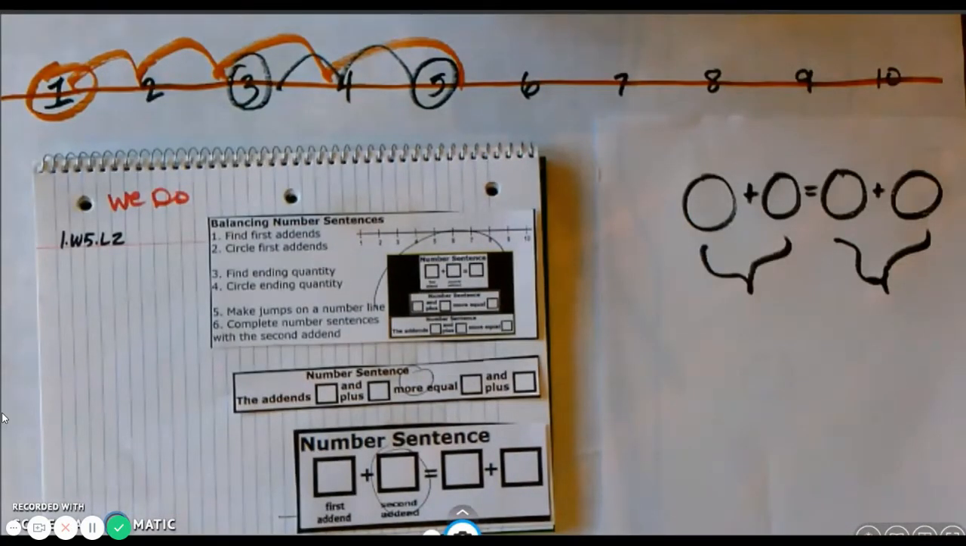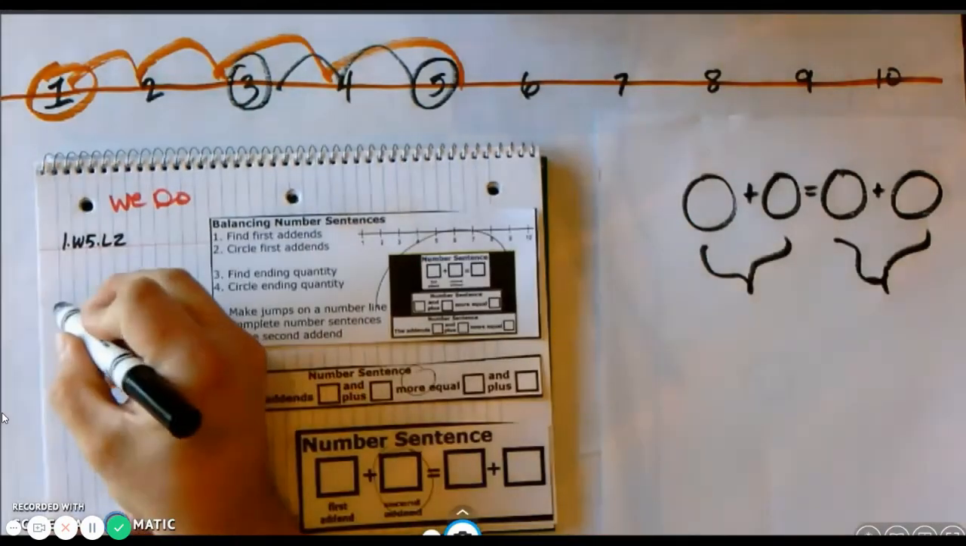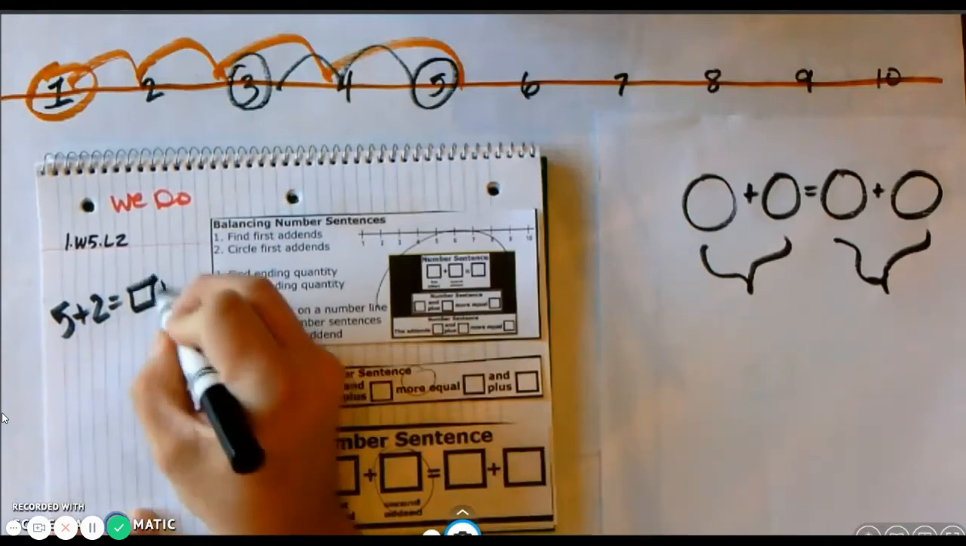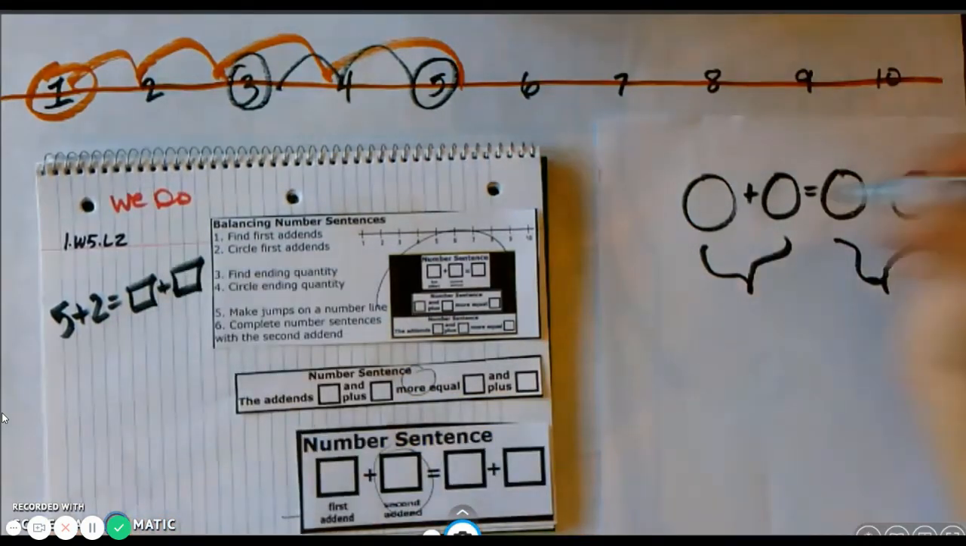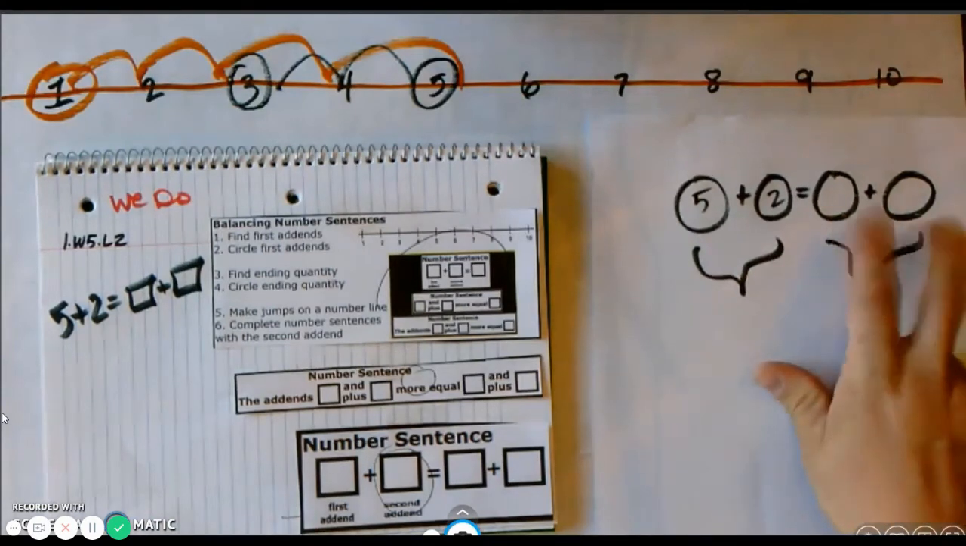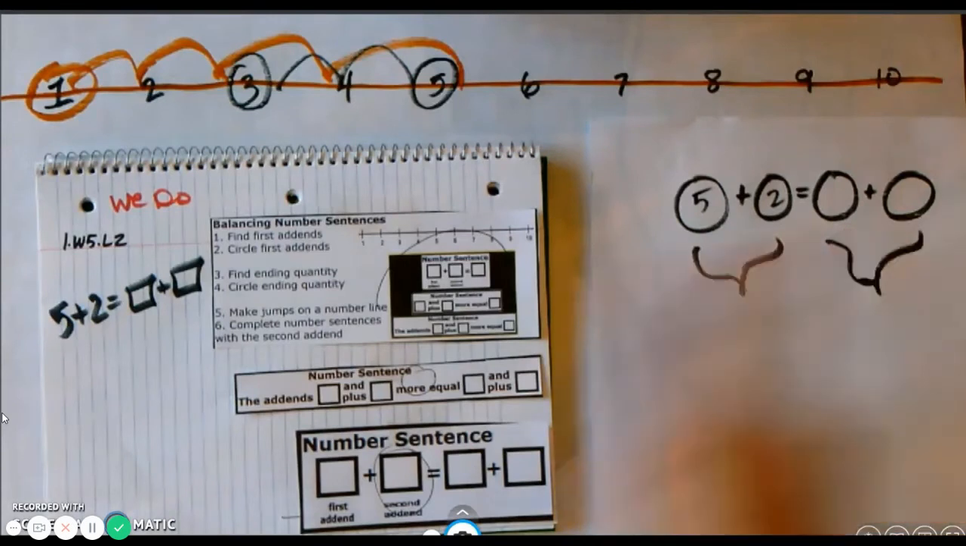So the next one that we're going to do together is going to be, let's go ahead and say 5 plus 2 equals blank plus blank. So 5 plus 2 equals blank plus blank. Go ahead and find out a combination that can fit here. Pause the video, finish your number sentences, and then come back to me when you're ready.